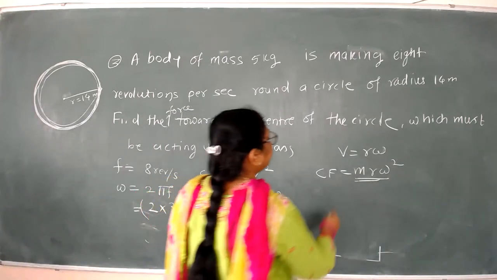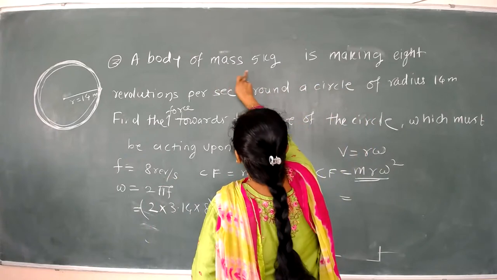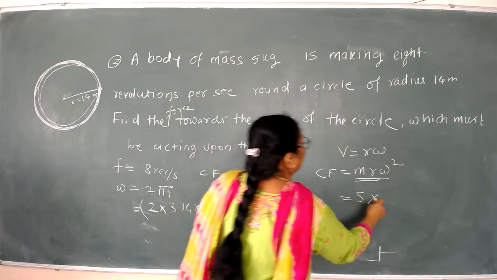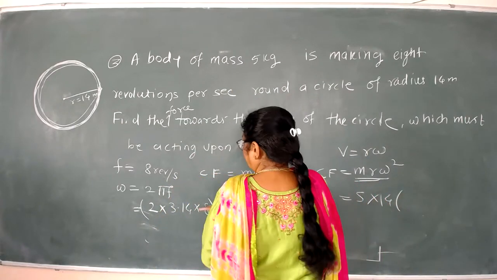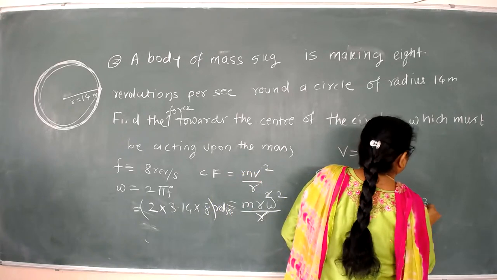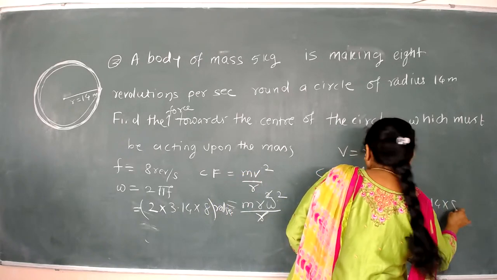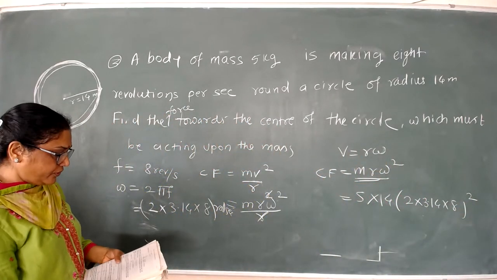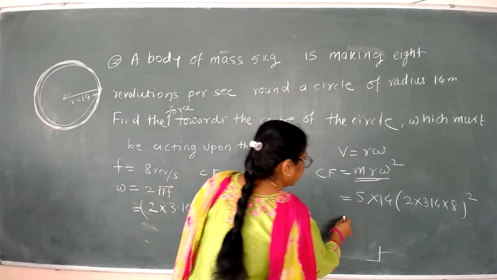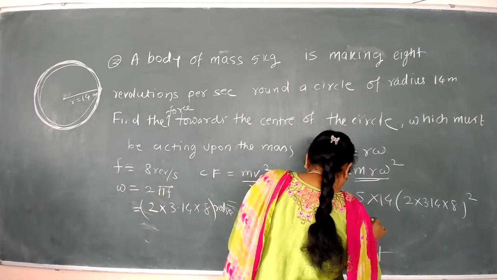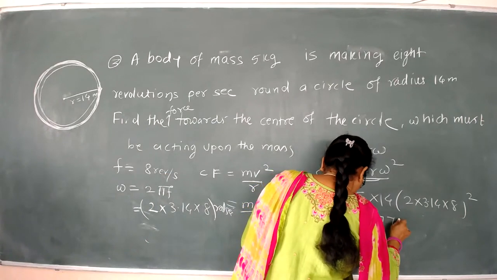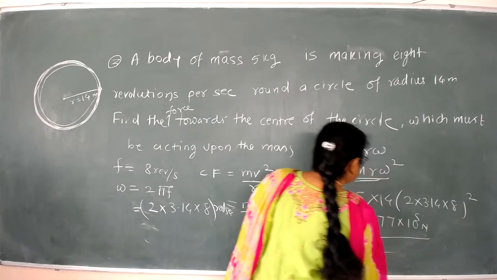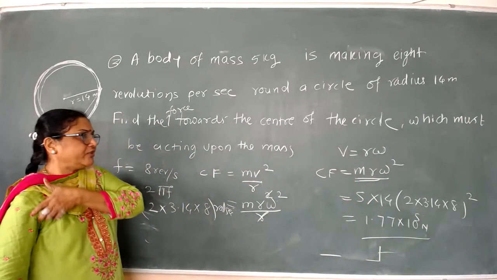Substitute this value here. M, the mass of the body, is given. What is the mass of the body? 5. Radius is also given. Radius is equal to 14. Into m r omega square, that is 2 into 3.14 into 8 square. So calculate by using the calculator and find out the value. The value is equal to 1.77 into 10 to the power of 5 newton.